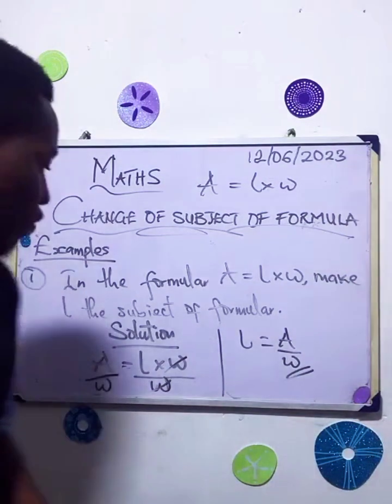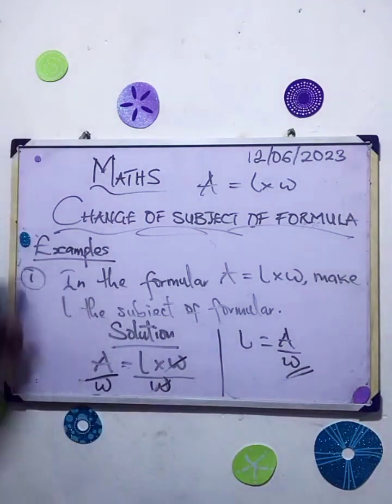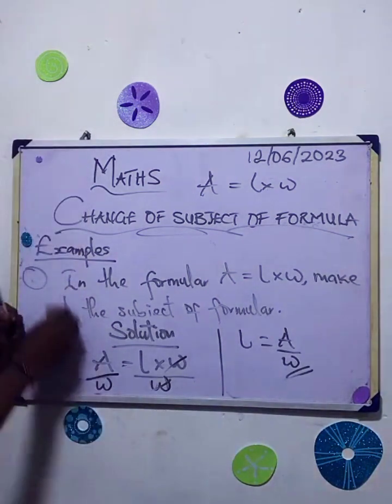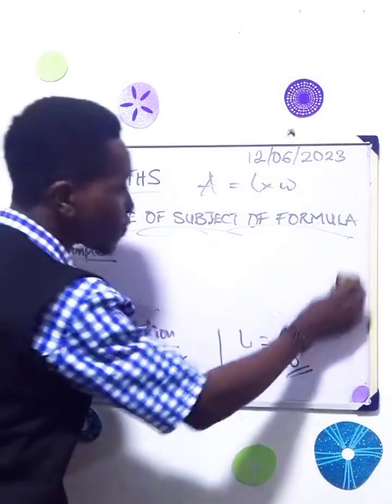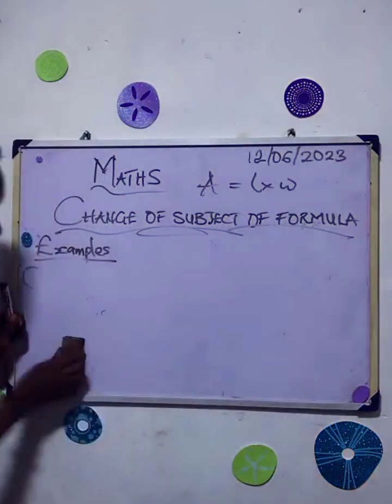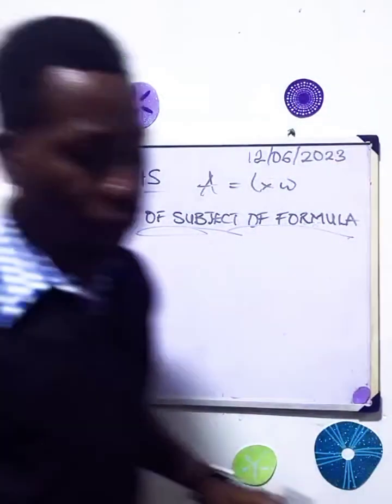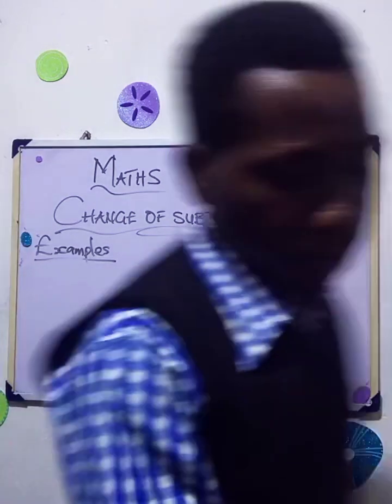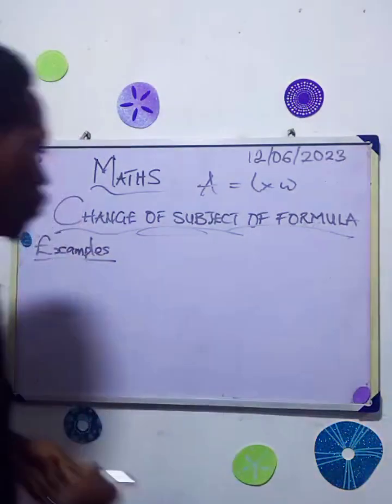Now let me get another question. So question 2 says, y equals 2x plus 2a.